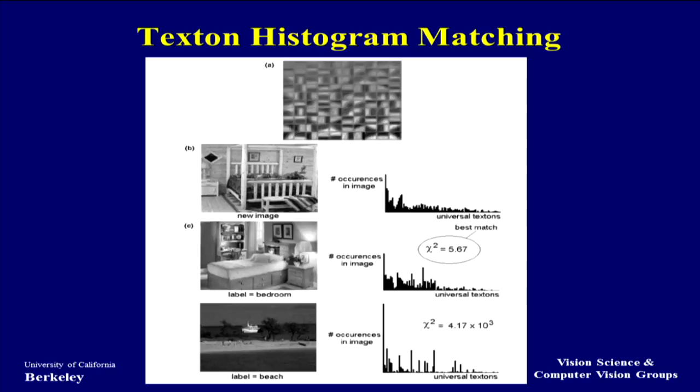So the only last thing is, how do you do nearest neighbors? What distance do you use for nearest neighbors here? Because these are now nearest neighbors between histograms. How do you compare distances in histogram space?